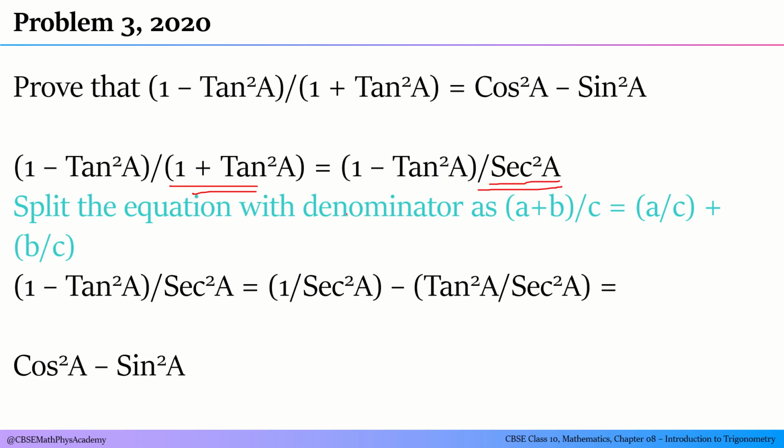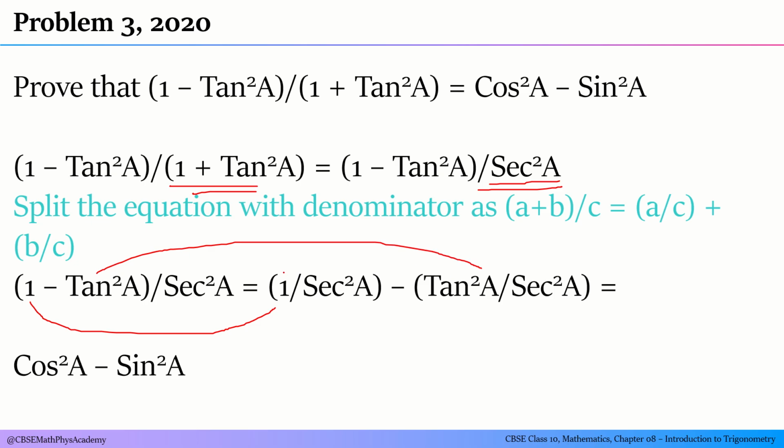Now I am splitting the equation with the denominator, like (a plus b) by c is equal to a by c plus b by c. Same way I am going to split the denominator, like (1 minus tan square A) divided by secant square A is equal to 1 by secant square A minus tan square A by secant square A.